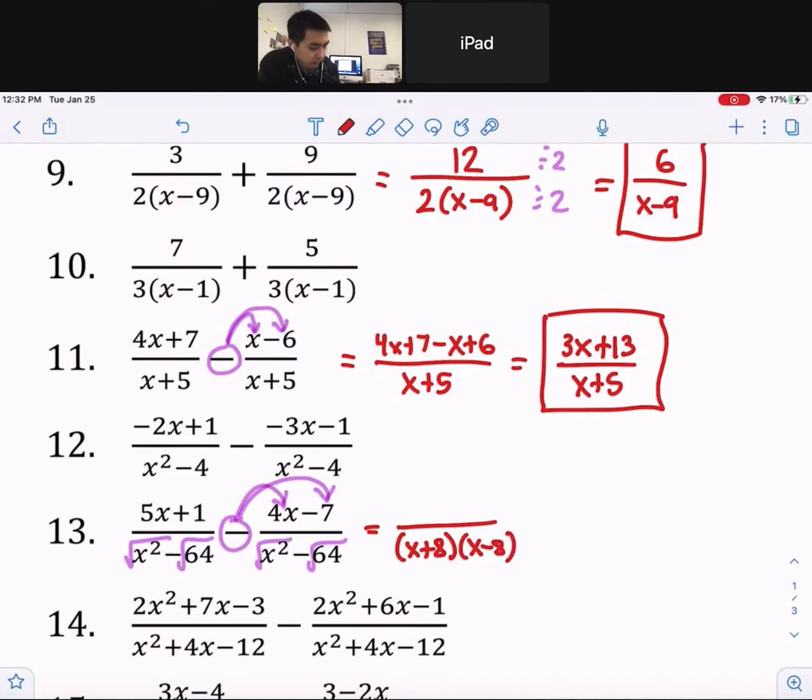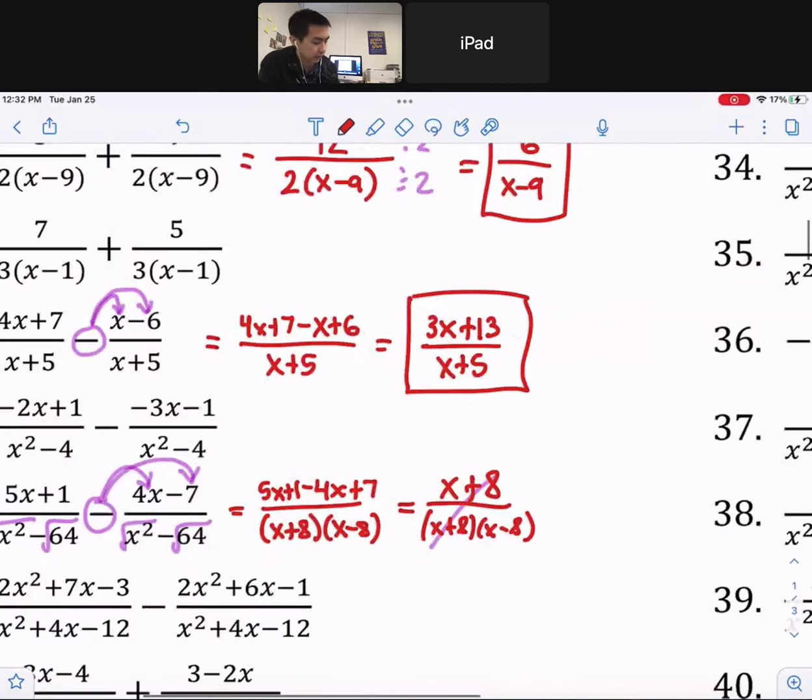Now let's simplify the top. 5x plus 1, negative sign times 4x is negative 4x, negative sign times negative 7 is plus 7. So combine like terms up top, rewrite the denominator. 5x minus 4x is x. 1 plus 7 is 8. And as you can see, there's an x plus 8 on top and bottom, so you cancel that. And if you cancel, then you're just going to be left with a 1 all over x minus 8.